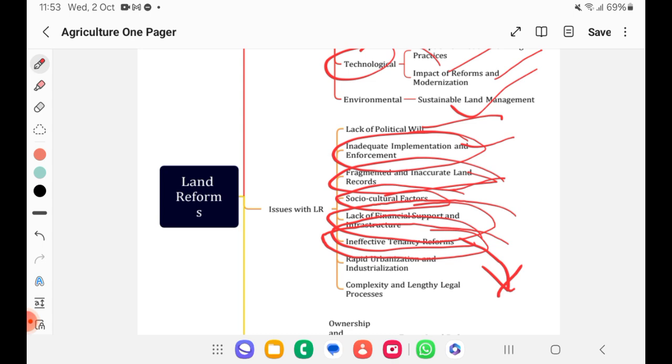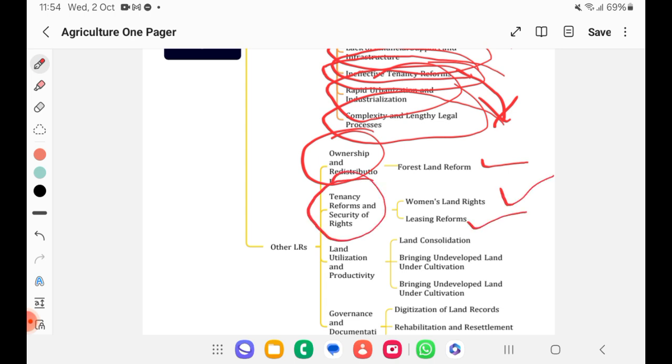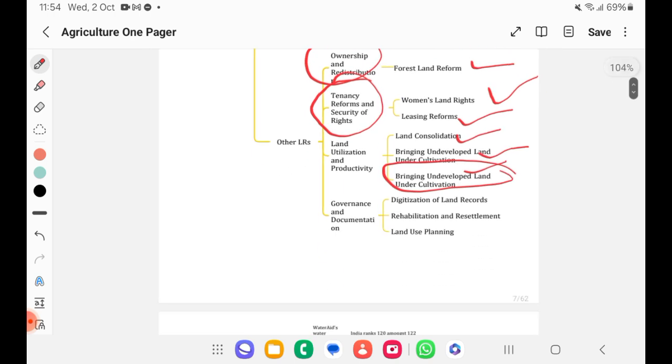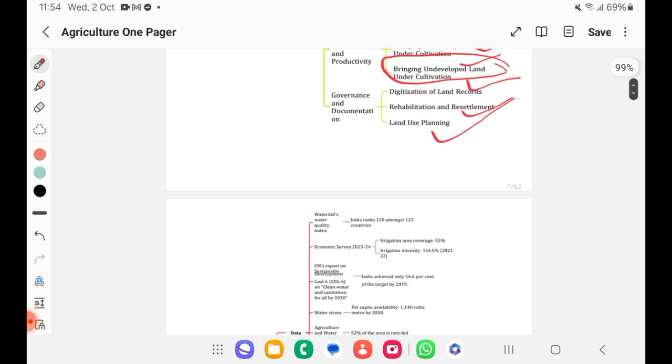Rapid urbanization and industrialization. Complex and lengthy legal process. Okay. So other land reforms were ownership and redistribution. Forest land reforms were also there. Tenancy reforms and security of rights, under that we have women's land rights also. Leasing reforms, then land consolidation, bringing undeveloped land under cultivation as I mentioned. Then we have digitalization, rehabilitation and land use planning. These were the other reforms that took place.